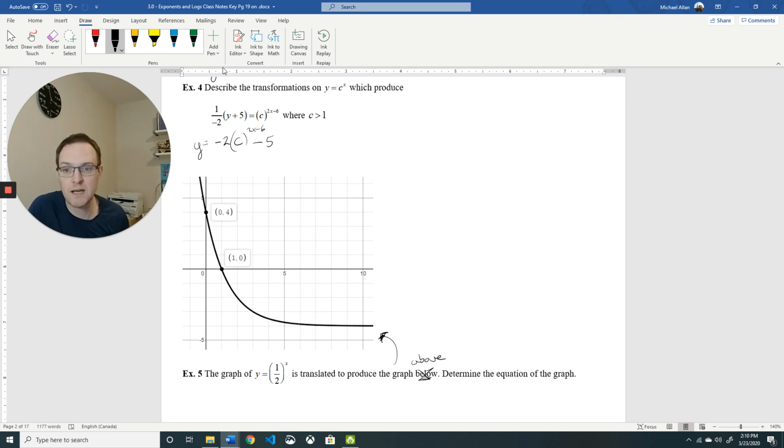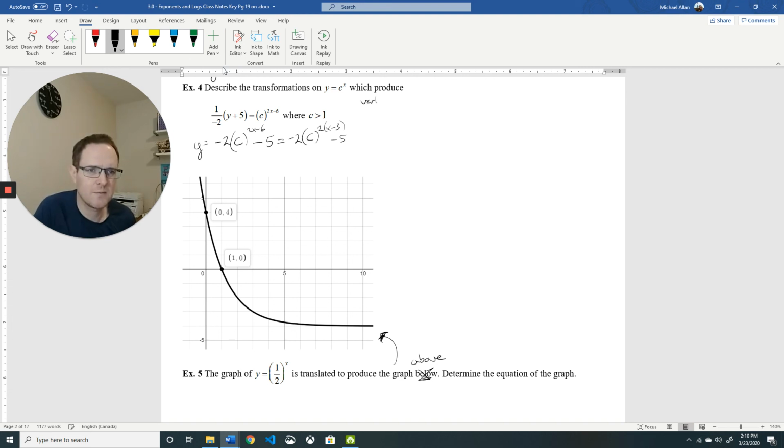You could multiply the negative half into the brackets and then move things around, but that'll just cause a little bit of confusion and problems later on. So it's best just to get rid of what's in front of the brackets first. And then I notice that the exponent is not in the proper form. I'm going to factor that 2 out. And now I can describe the transformations that we have here.